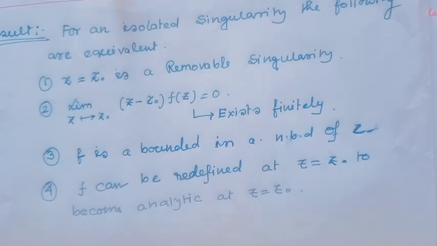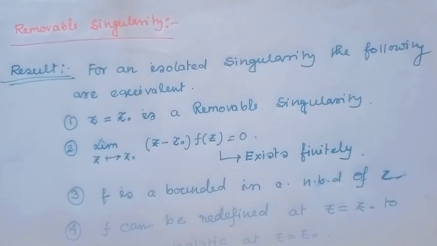Today's goal of this lecture: today I will see some more results and examples about three types of singularity: removable singularity, pole and essential. First, see the result of removable singularity.